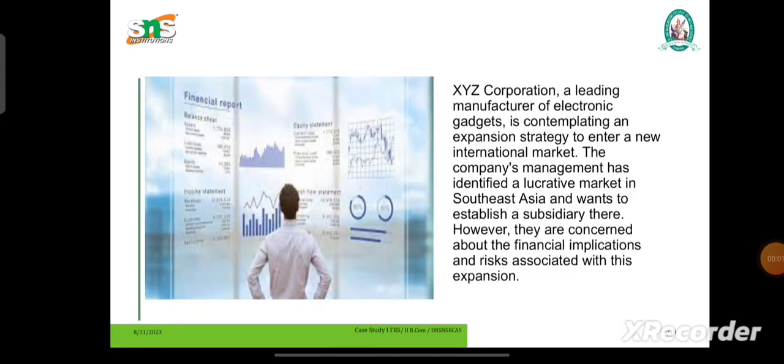XYZ Corporation, a leading manufacturer of electronic gadgets, is contemplating an expansion strategy to enter a new international market. The company management has identified a lucrative market in Southeast Asia and wants to establish a subsidiary there. However, they are concerned about the financial implications and risks associated with the expansion.